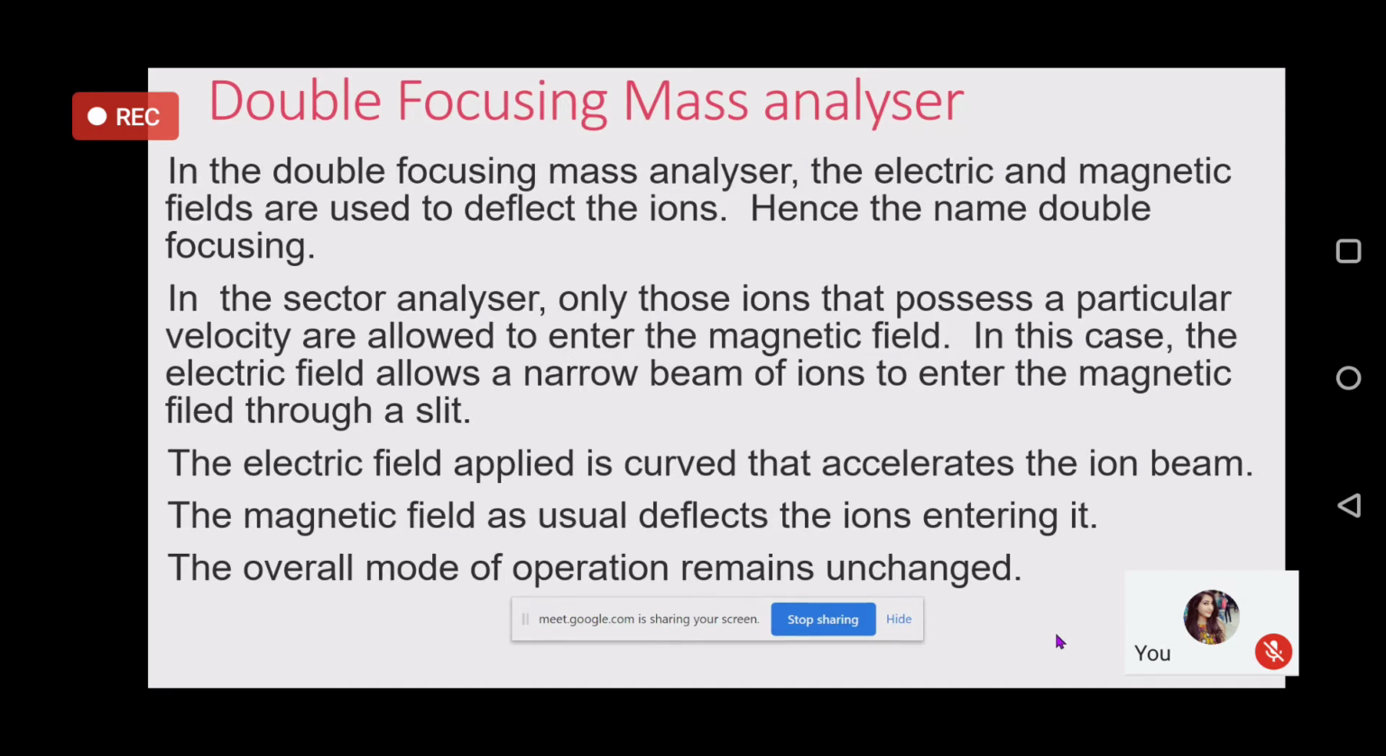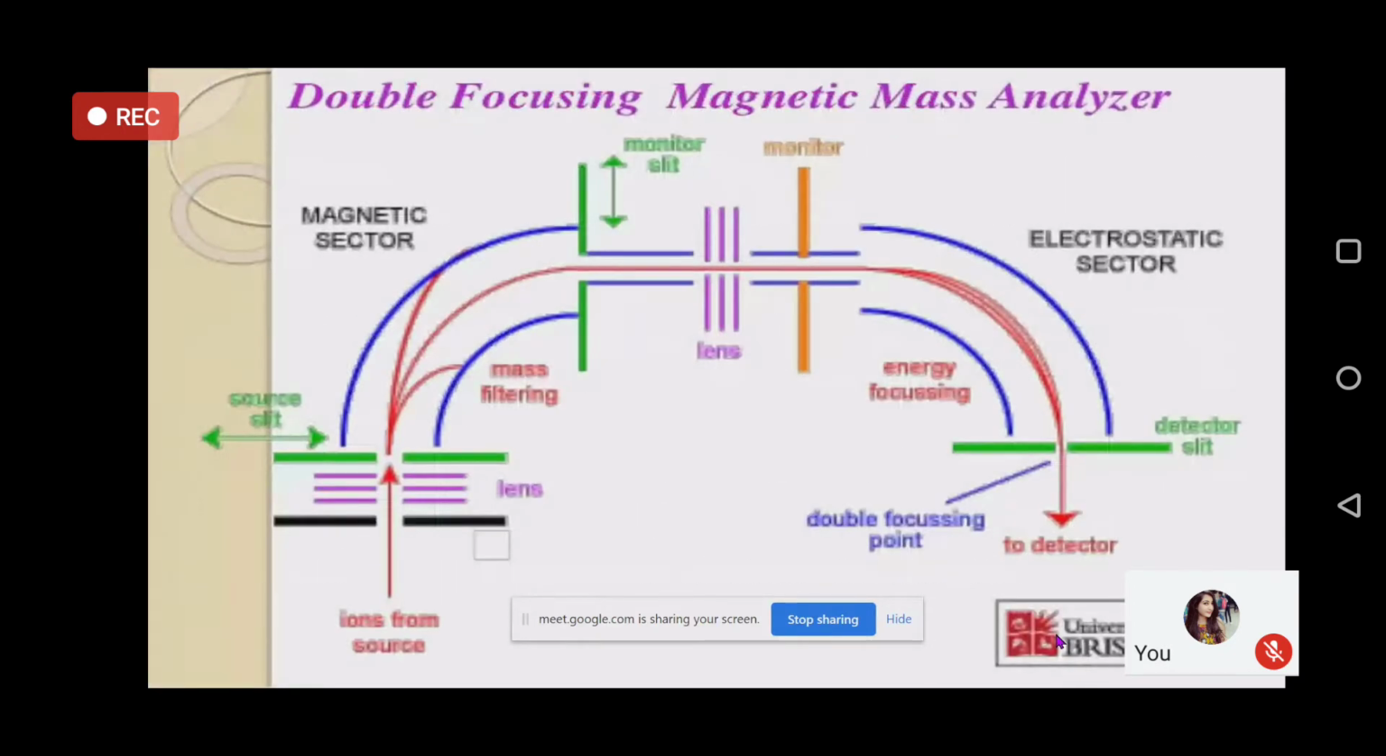Now, why this differentiation? Because here in the single sector analyzer, with the same M by Z value, you expect the fragments to have the same velocity. In this case, the value of M by Z may be the same, but the velocity may not be the same. The electric field applied is curved and that accelerates the ion beam. The magnetic field, as usual, deflects the ion entering it, and the overall mode of operation remains the same. This is the basic feature.